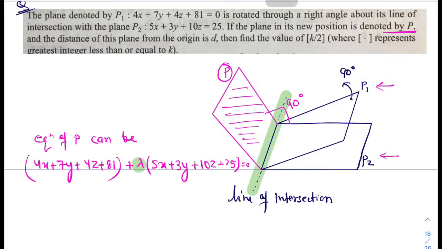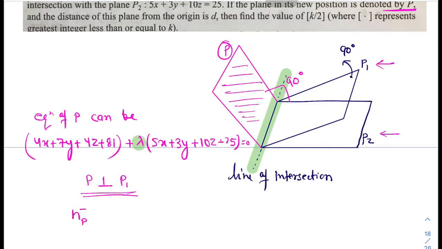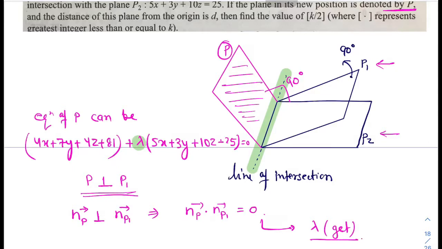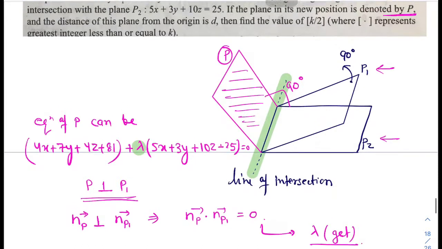It is very clear that plane P is perpendicular to plane P1. So the normal vector of plane P will also be perpendicular to the normal vector of plane P1, and we can say the normal vector of plane P dot normal vector of plane P1 will be equal to 0. So from here we can get lambda. If lambda is known to us, then we can easily get the equation of plane P, and then we can easily answer the question.